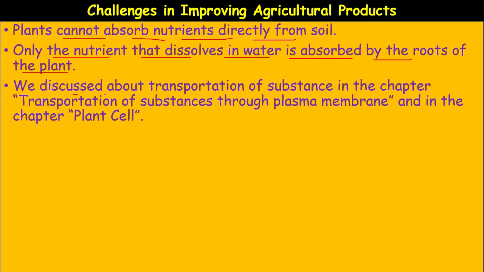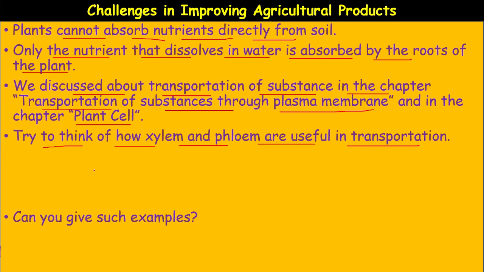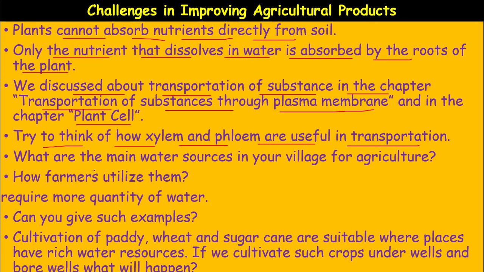So, we discussed the transportation of substances in the chapter on transportation of substances through the plasma membrane. The plasma membrane lesson, the fourth lesson, which we have studied after animal tissues. In that chapter we also studied the plant cell and the function of the plasma membrane. It is a semi permeable membrane, isn't it? So, try to think of how xylem and phloem are useful in the transportation. Okay. So, this is very important to know.